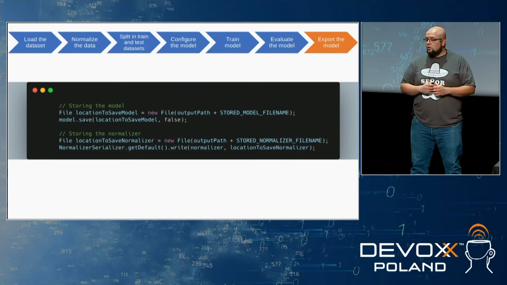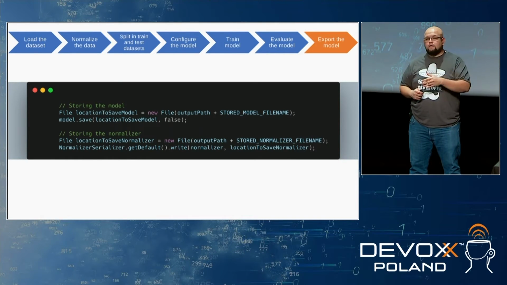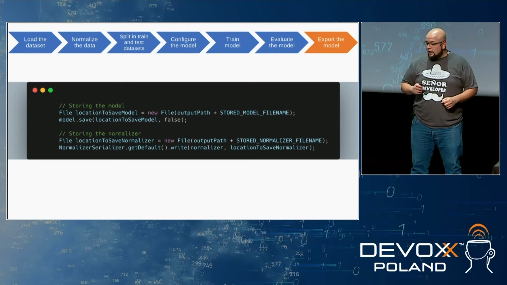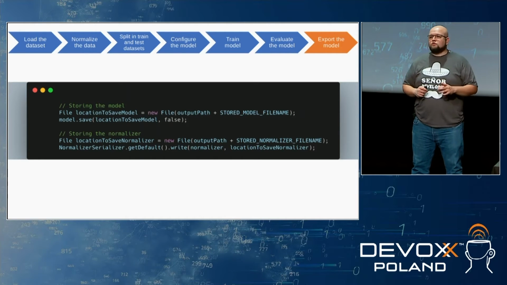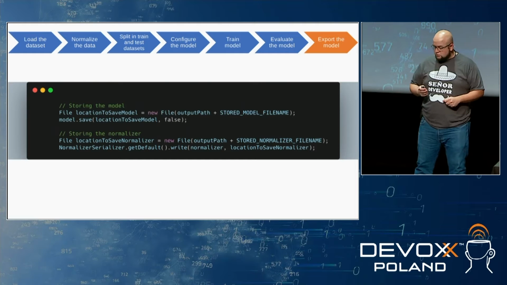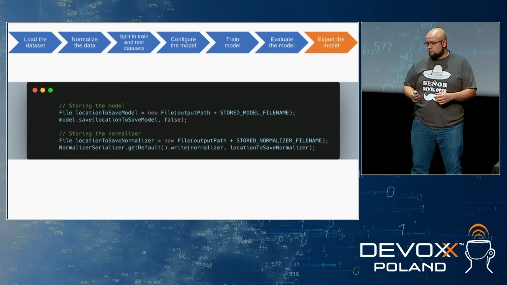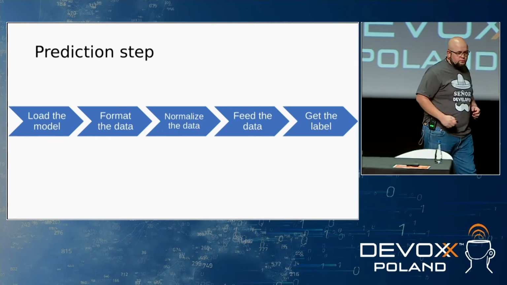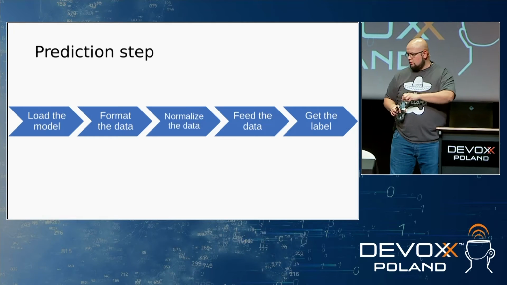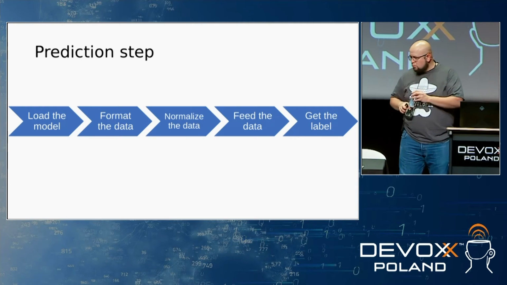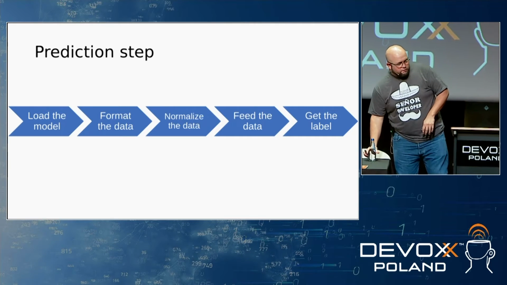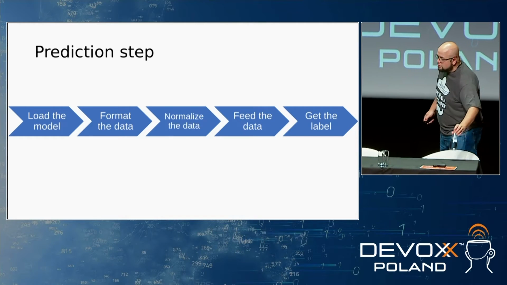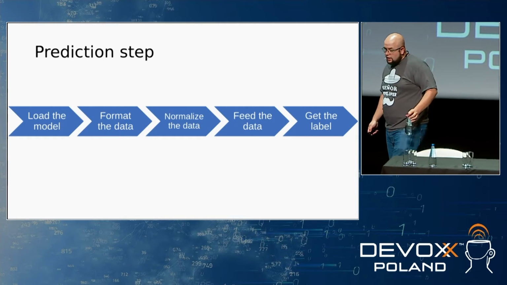And after that, we will export the model. We just create a file and then leverage the API from Deeplearning4j to perform this. And we also need to store the normalizer because we will need it on the next step to normalize the data in the same way. So now for the prediction step, we need to load the model, we need to format the data, we need to normalize it, feed it to the model, and then get the label.